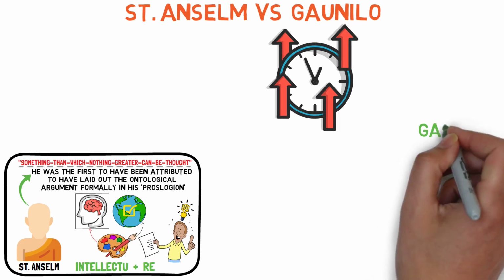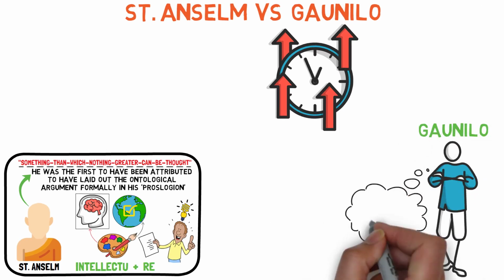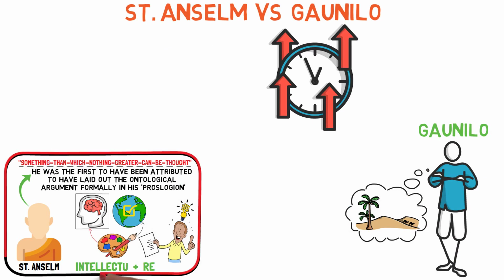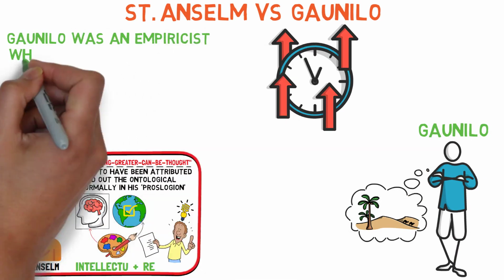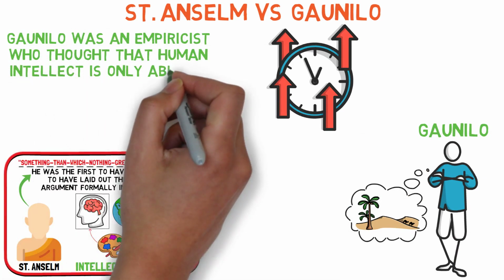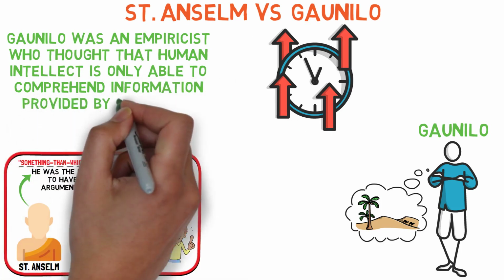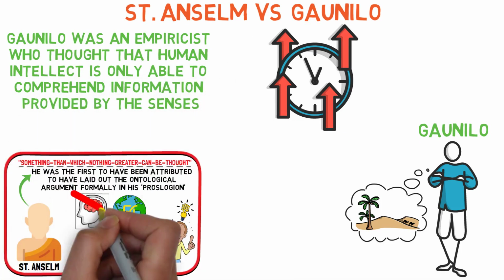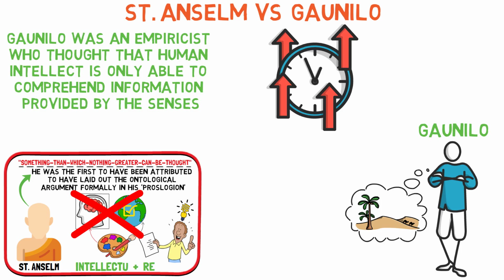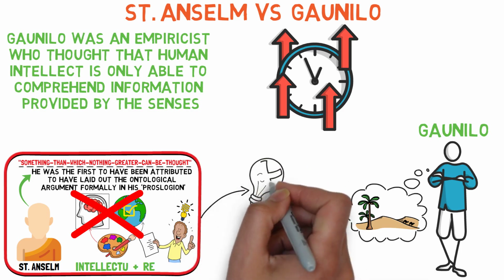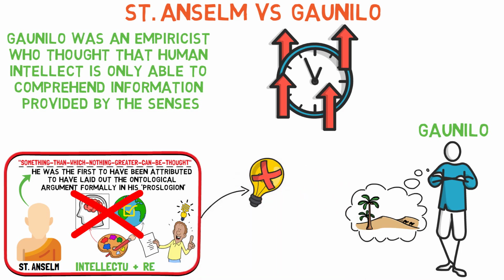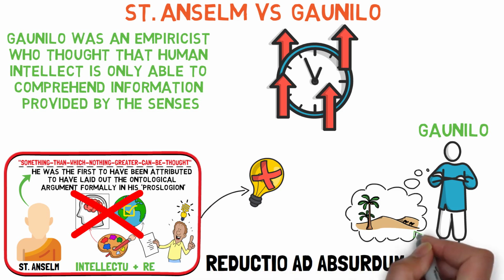One of the critics, Gaunilo, used an analogy called the Lost Island to challenge Anselm's argument. Gaunilo was an empiricist who thought that human intellect is only able to comprehend information provided by the senses, and contends that St. Anselm's ontological argument fails in his work On Behalf of the Fool. He argues that logic of the same kind would force one to conclude that many things exist, which certainly do not. He employed the same reasoning via reductio ad absurdum to prove the existence of the mythical Lost Island.